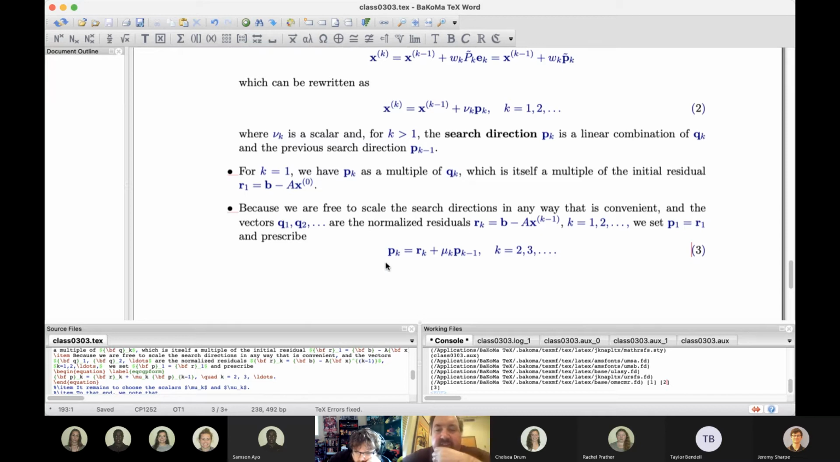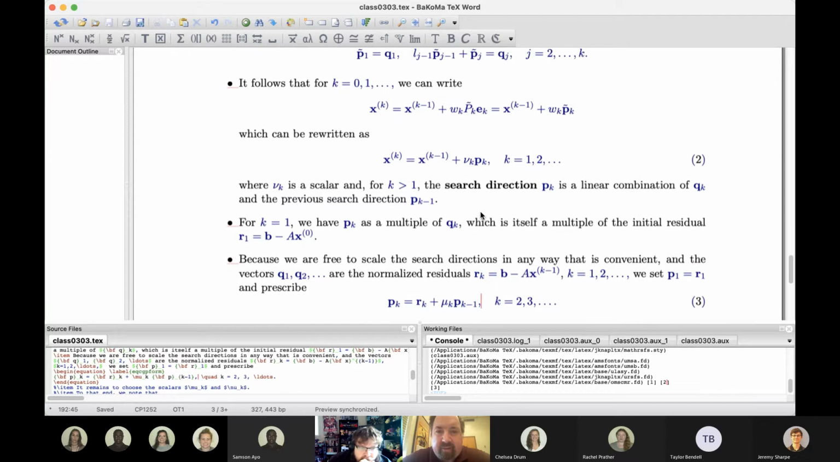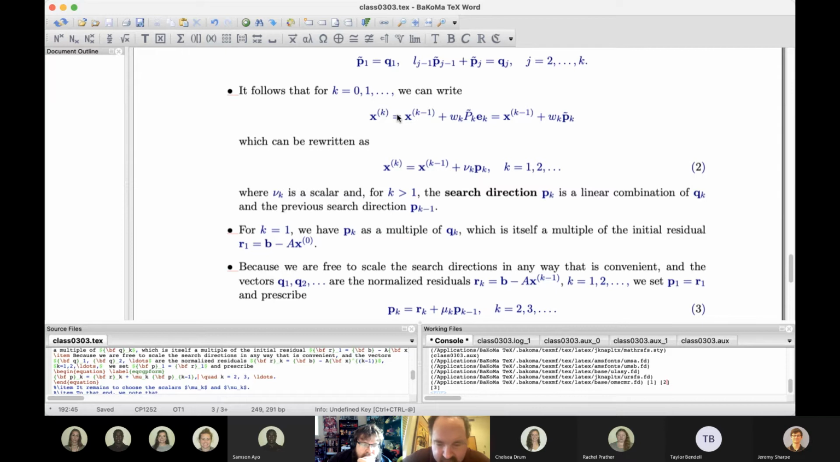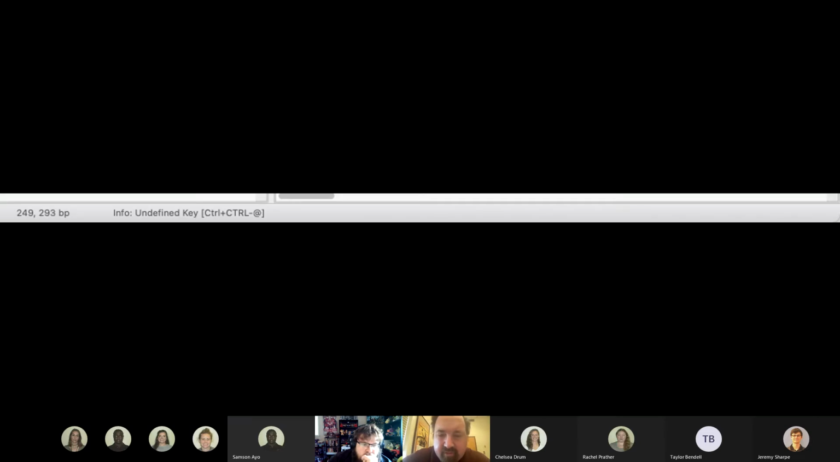Then subsequent search directions will be equal to the next residual plus some multiple of a previous search direction. Now, how do I know that I can do this? By comparing, whoops, that's not what I wanted to do.